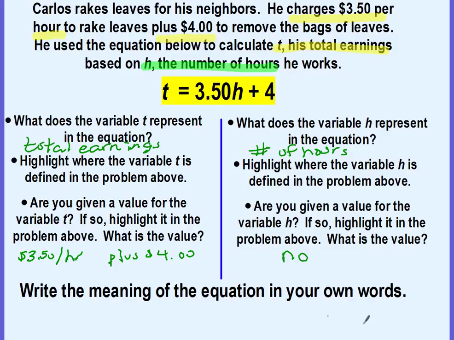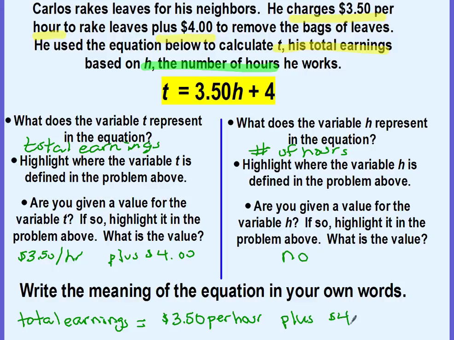So let's write the meaning of the equation in our own words. What does T stand for? Total earnings. So total earnings is going to equal $3.50 per hour plus $4. So the $3.50 per hour is to rake the leaves, and the $4 is to remove the bag of leaves.